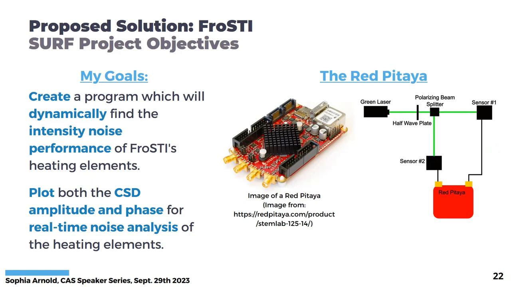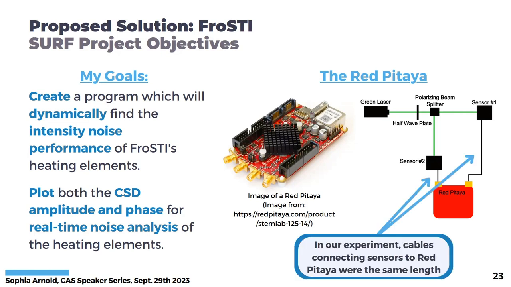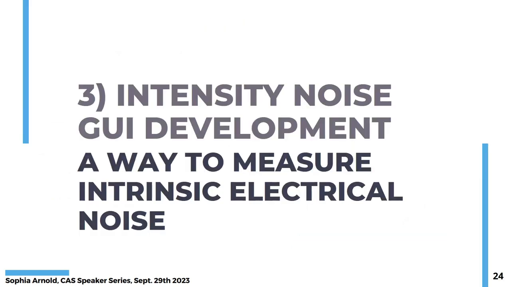In order to do this, I used this thing, which is called a Red Pitaya, as I may have already mentioned. Which is lovingly referred to on their website as an engineer's Swiss Army knife, because it can serve as an oscilloscope, it can serve as a function generator, it can really do anything. It's just kind of annoying sometimes, which I figured out. Oh, and I also want to mention that in my experiment, the cables connecting these sensors to the Red Pitaya were the same length so as not to introduce a phase difference in the signal that we read out by the Red Pitaya. So let's get into the GUI development.